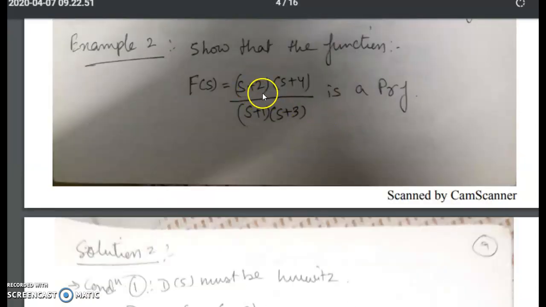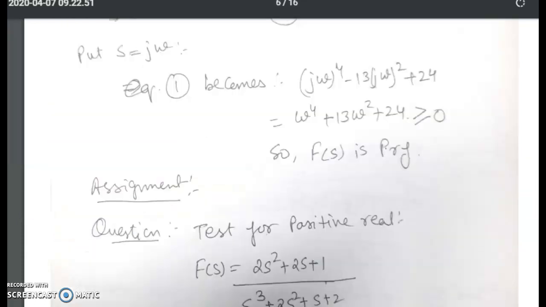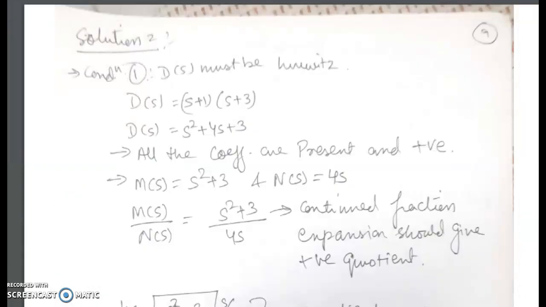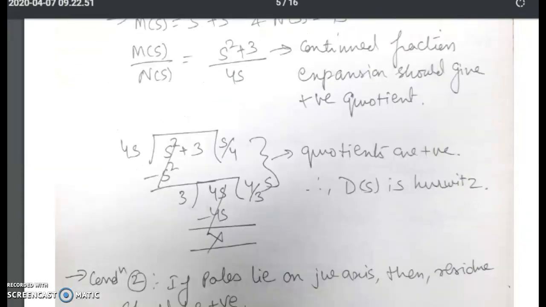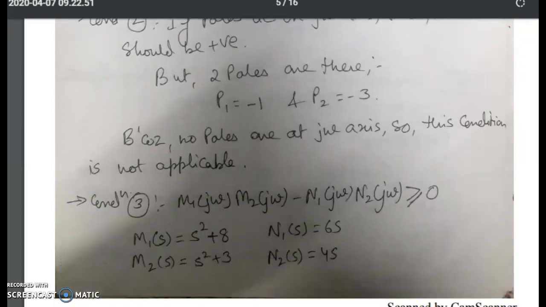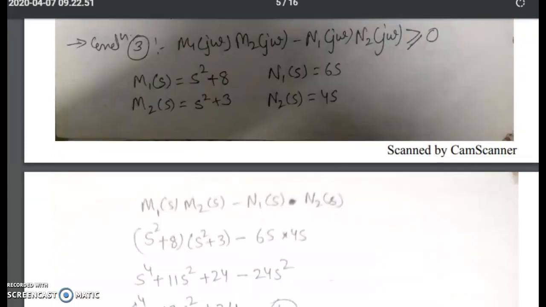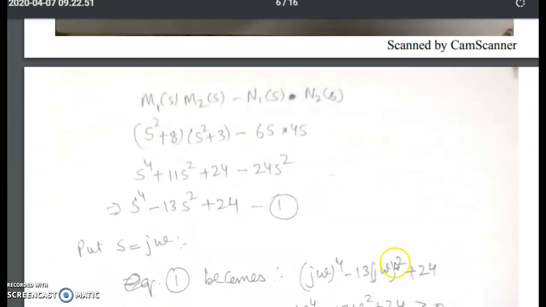which can be written as s square plus 6s plus 8 upon s square plus 4s plus 3. So the even part is s square plus 8 and the odd part is equal to 6s in the numerator, and in the denominator the even part is s square plus 3 and the odd part is equal to 4s. So when we multiply M1 M2 minus N1 N2, we will get the equation s to the power 4 minus 13s square plus 24.